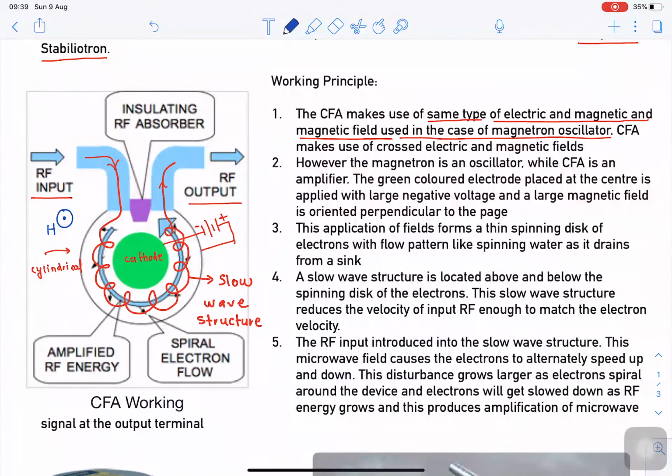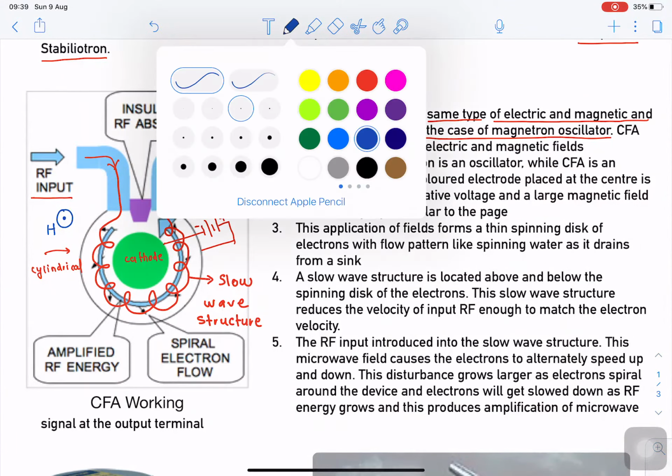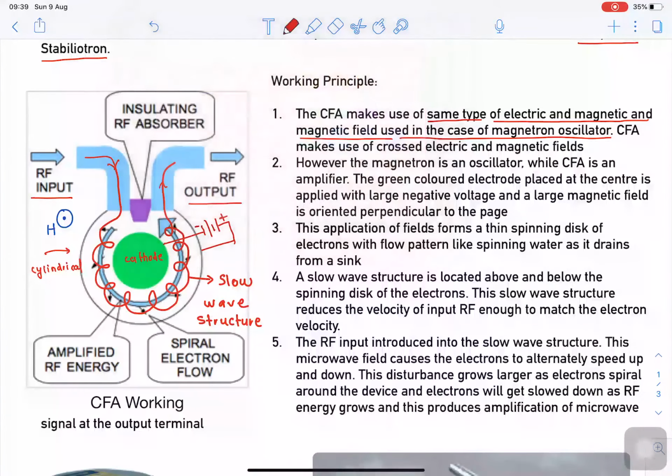So the electric field and magnetic field are perpendicular to each other, and this configuration looks the same as that of the construction of magnetron, right? However, the magnetron is working as an oscillator. So the difference is that construction wise it looks like a magnetron, but the magnetron works as an oscillator, while the cross field tube is essentially acting as an amplifier, right?